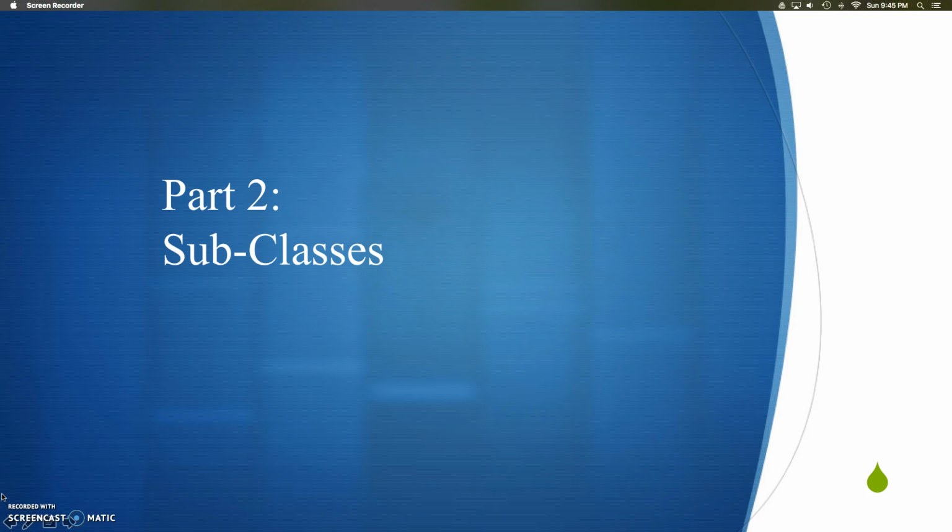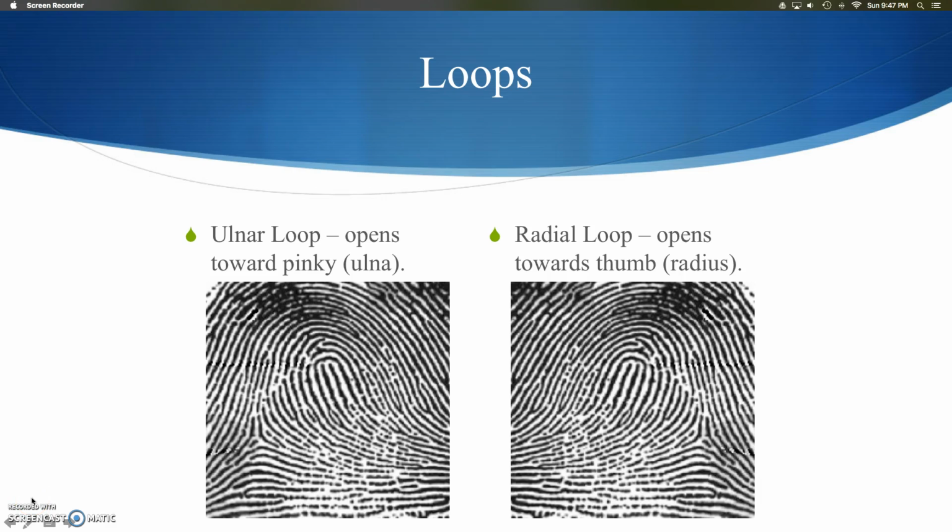Let's start. From Part 1, we already know there are 3 main fingerprint classes: loops, arches, and whorls. If we only use these 3 classes, it would be very difficult to individualize fingerprints because there are so few possibilities. Luckily, there are different types within these classes. We call these subclasses, and there are a total of 8. First, we will talk about the loops.